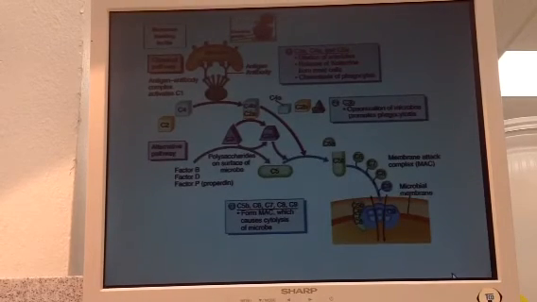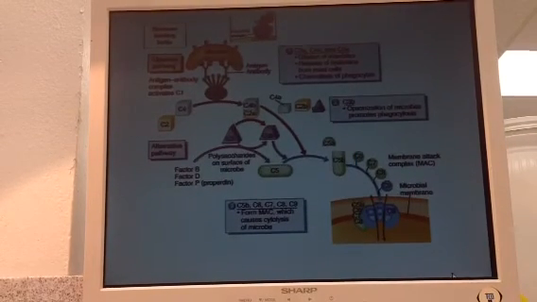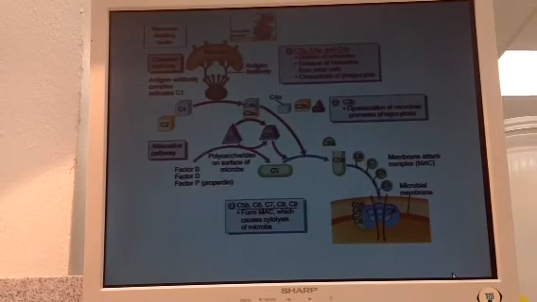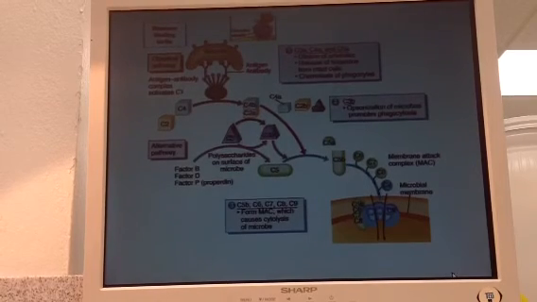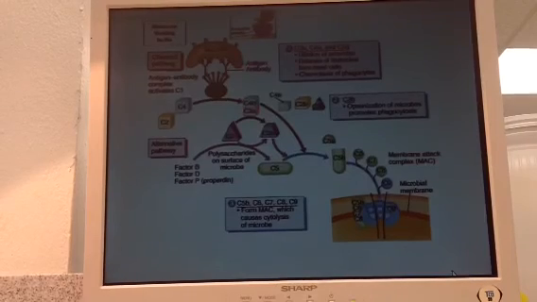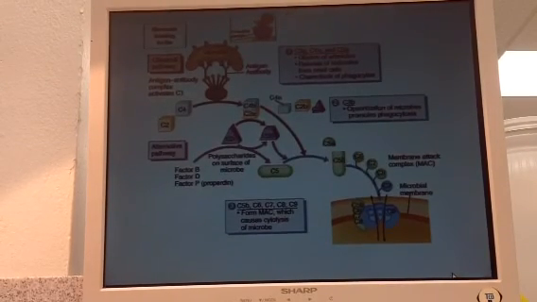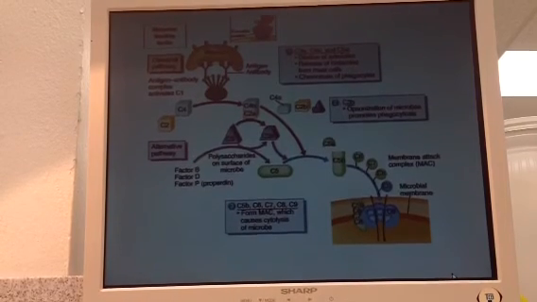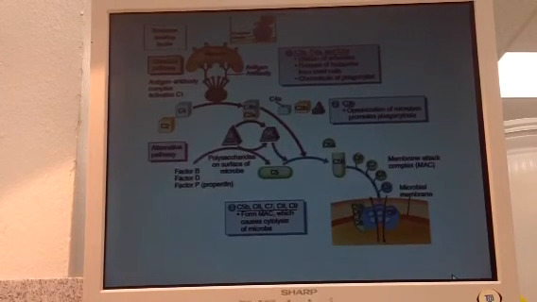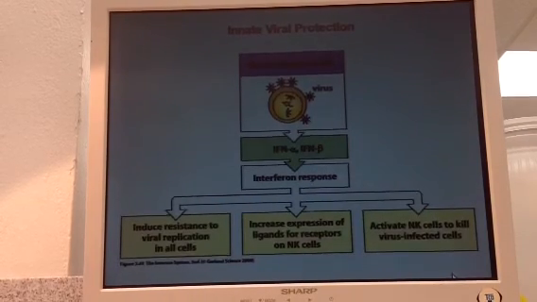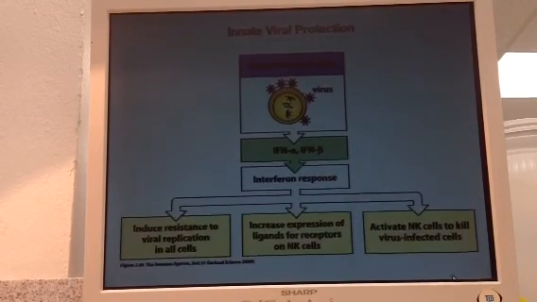Here's the complement system. Nice cascade. The ones you really need to know are C1, C4, C3, C5. Yeah, those are a lot. There are all these other things. I understand that. But there are over 50 proteins involved in this. We're just touching the surface of it. Innate viral protection.